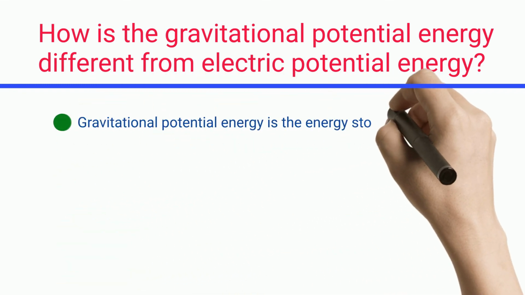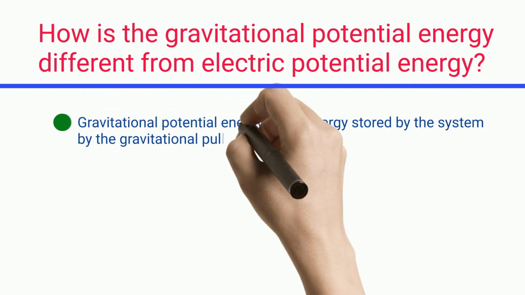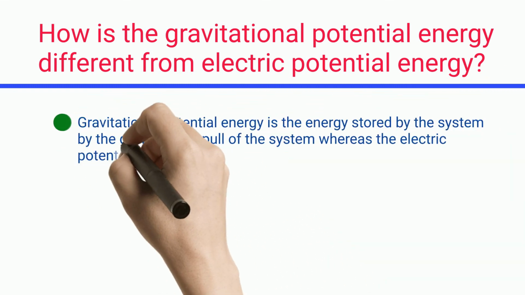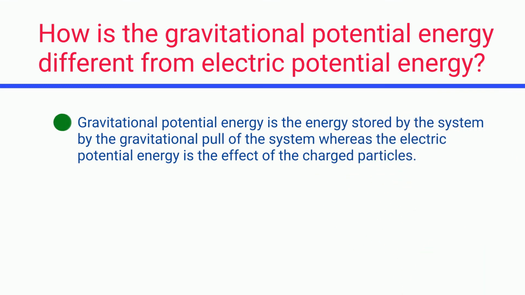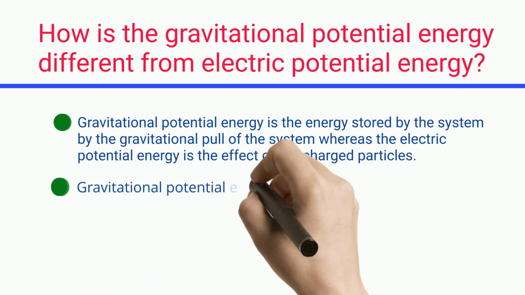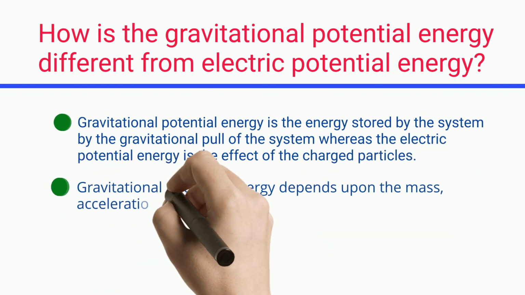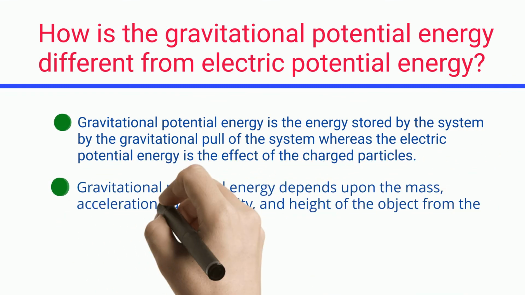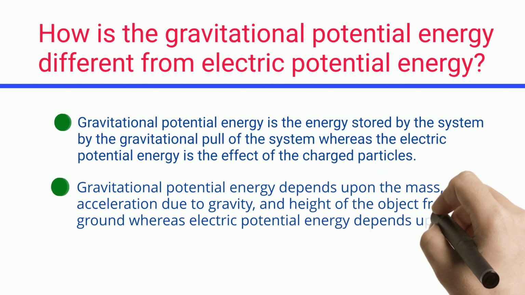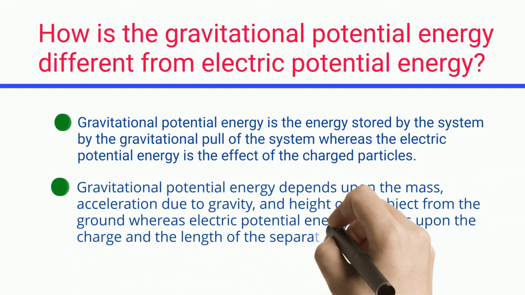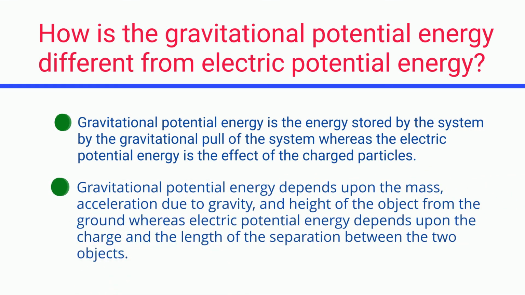How is the gravitational potential energy different from electric potential energy? Gravitational potential energy is the energy stored by the system by the gravitational pull of the system, whereas the electric potential energy is the effect of the charged particles. Gravitational potential energy depends upon the mass, acceleration due to gravity, and height of the object from the ground, whereas electric potential energy depends upon the charge and the length of the separation between the two objects.